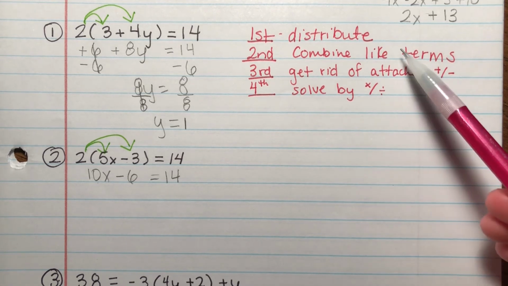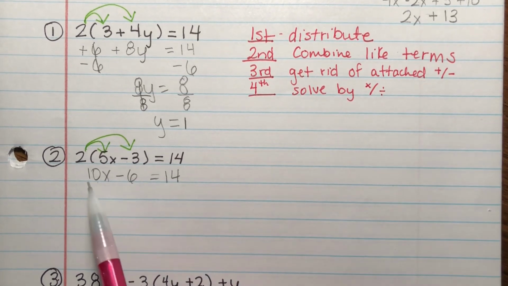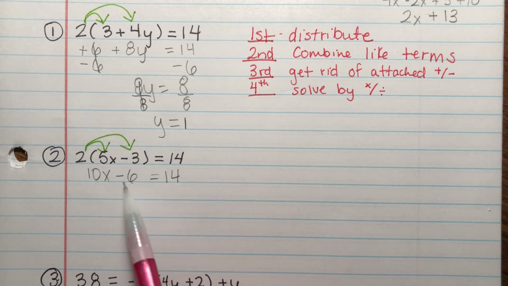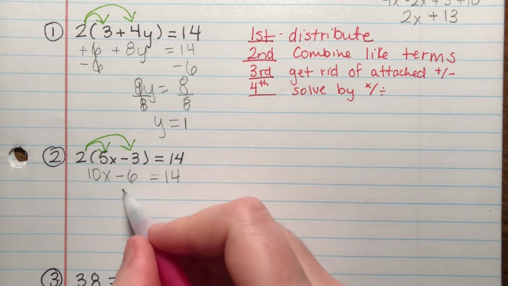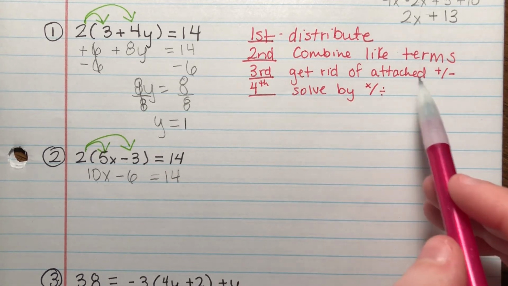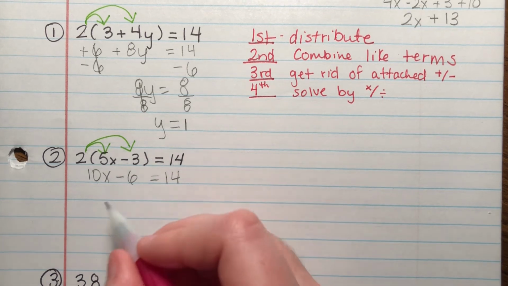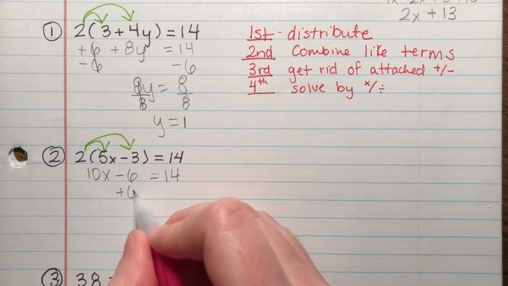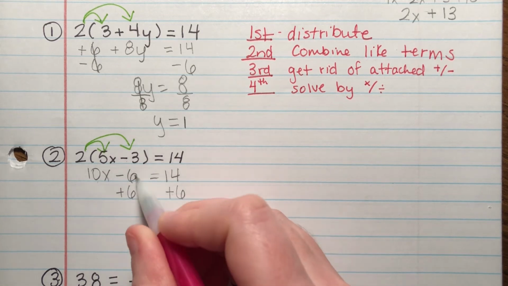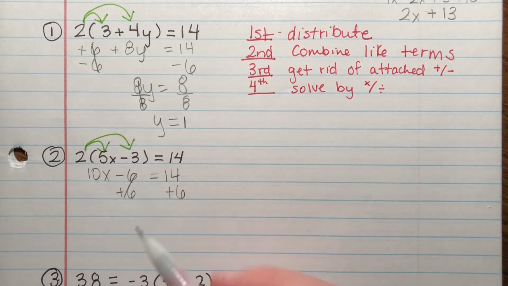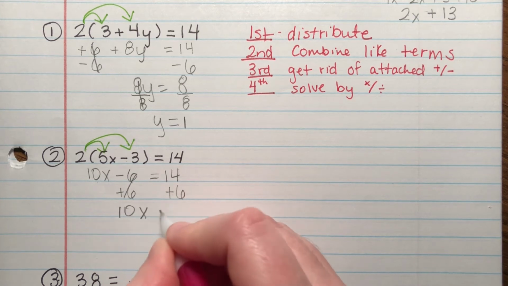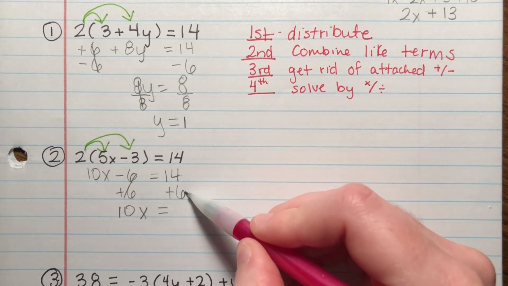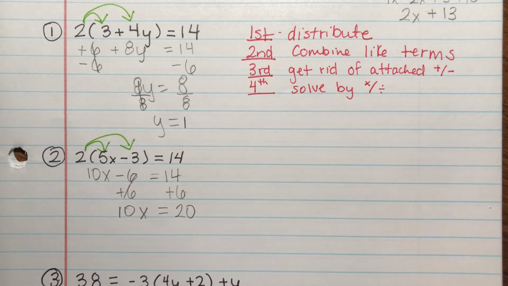All right, next step, combine like terms. So I got to check. Do I have any other x terms? No. Do I have any other variable-less terms on this side? No, I don't. All right, so third, I'm going to get rid of anything attached by addition or subtraction. This is being subtracted here, this number is, so I'm going to add it. All right, and negative 6 plus 6 gives me 0. So 10x equals 14 plus 6 is 20.